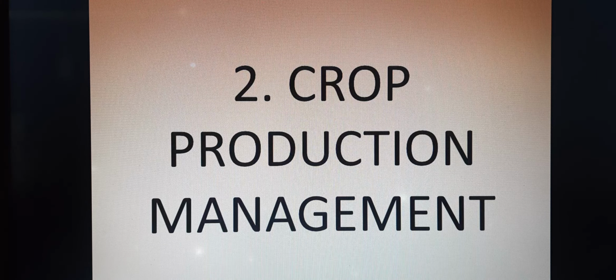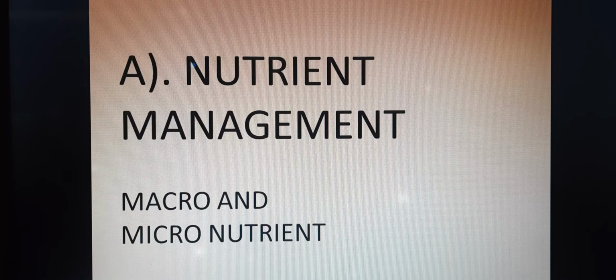Next, topic number 2 is crop production management. After producing the crop, how will we manage it? First of all, the management, that is nutrient management. How to manage the nutrition? Nutrients are subdivided into 2 groups, macronutrient and micronutrient. Macronutrients are required by the plant in high quantity, and micronutrients are required in very less quantity.